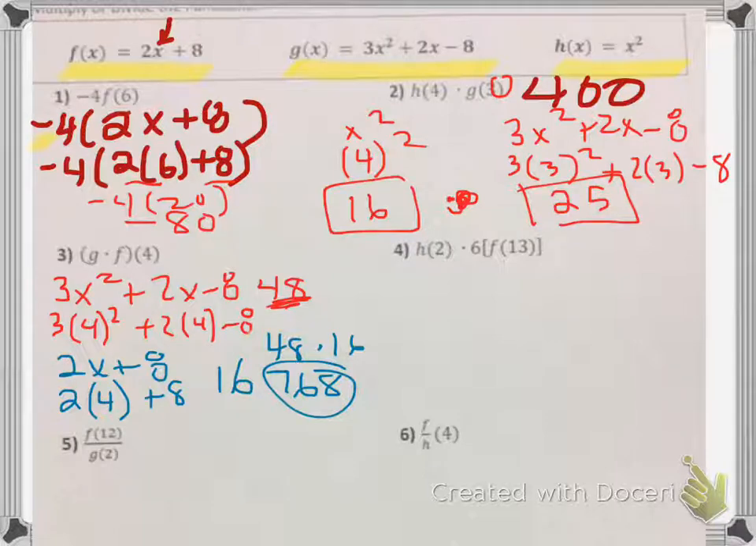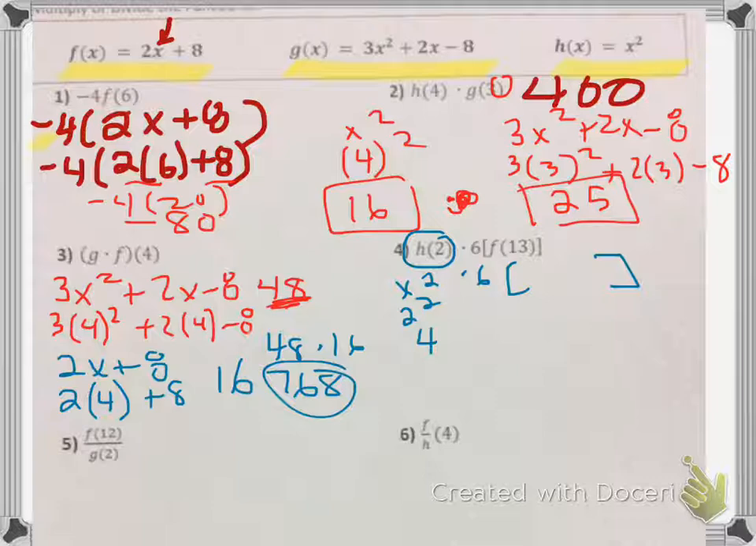All right, number 4 gets a little more complicated, it looks like. So the first thing I'm going to do is find h of 2. So I'm going to put 2 into the h function. The h function is x squared. I'm going to go 2 squared, and I'm going to get the number 4. Timesing that by 6 times f of 13.